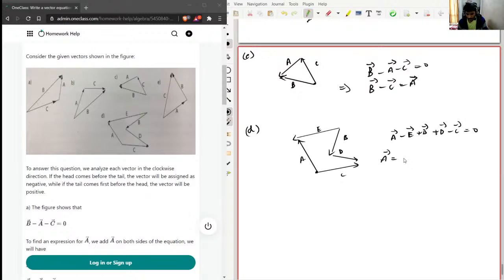So it will be, E will become positive minus B minus D, and this will be plus C. Let's just do it for C also, for E also, and we'll just check the answer afterwards.